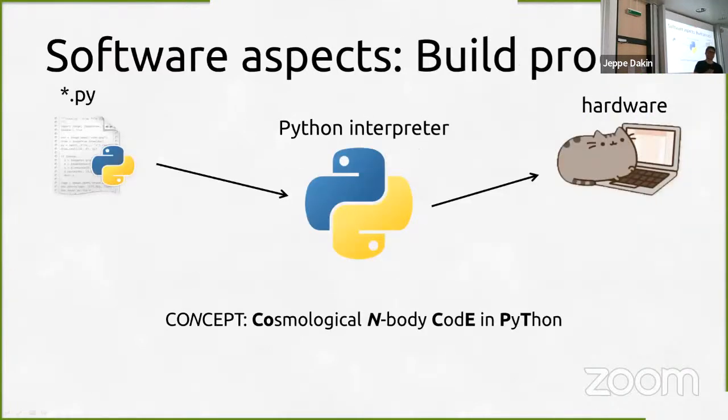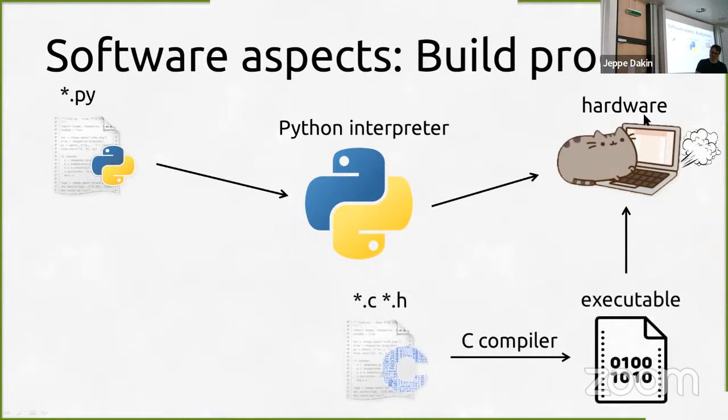Right, that's it for physics. Now in the end, I'll just briefly discuss some funky software aspects of the code. So concept stands for cosmological n-body code in Python. It's the first such code in Python, and Python is very slow, but nevertheless, I didn't want to write C for 8 years, so I stick with it. So I just develop here, run it through Python, and it works fine, but it's slow.